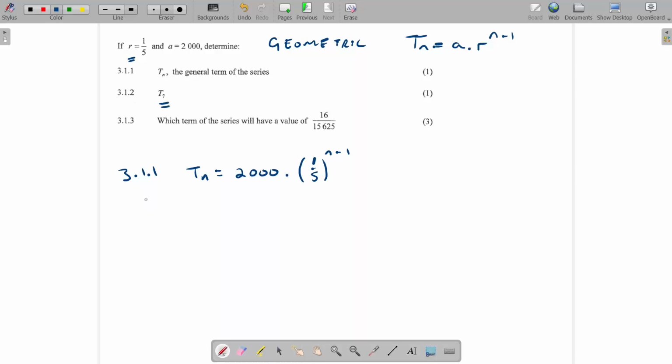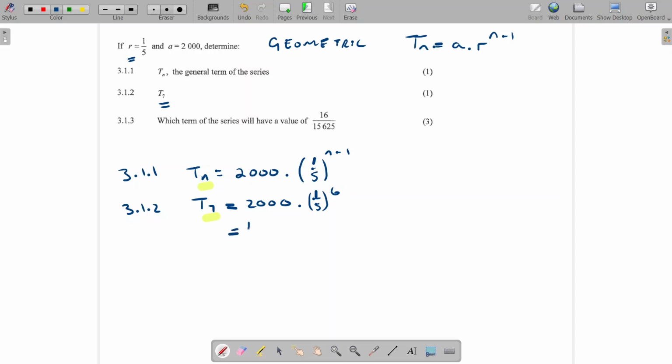Now they talk about T7. So 3.1.2, if I talk it through in a slightly different voice, well, what's happened on the left? n has been replaced with 7. So what's going to happen on the right? I'm going to simply replace n with 7, so that's now going to be a 6. And I'm going to trust my calculator. So 2000 times 1/5 to the power of 6. I get an answer of 16 over 125, 0.128.